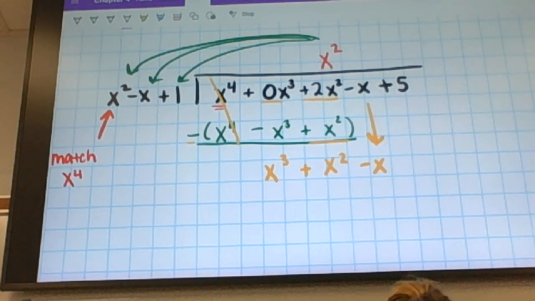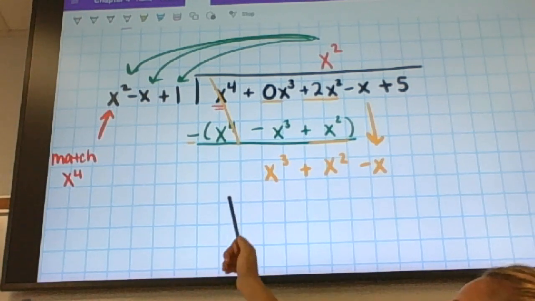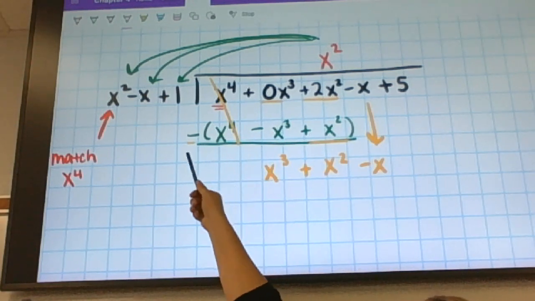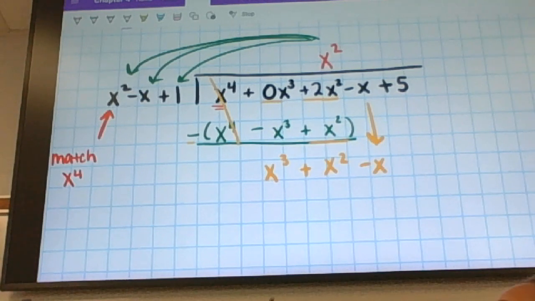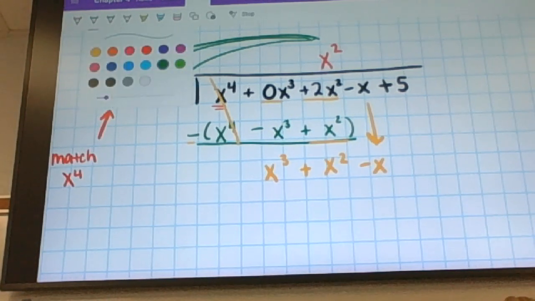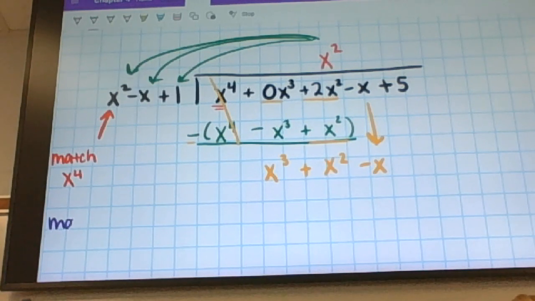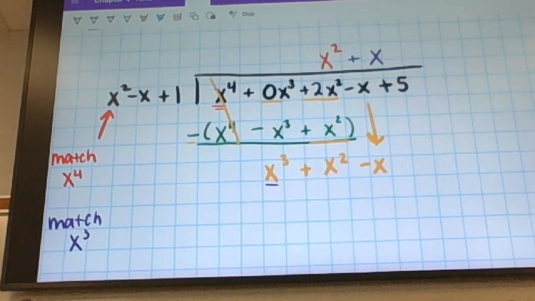Bring down the minus x. Take a minute. Remember that we're subtracting. So minus a negative, that's really addition. 0 plus x to the 3rd is a positive x to the 3rd. All right, we'll go through it again. This time we need to match x to the 3rd, so we only need x up top. Distribute x through.